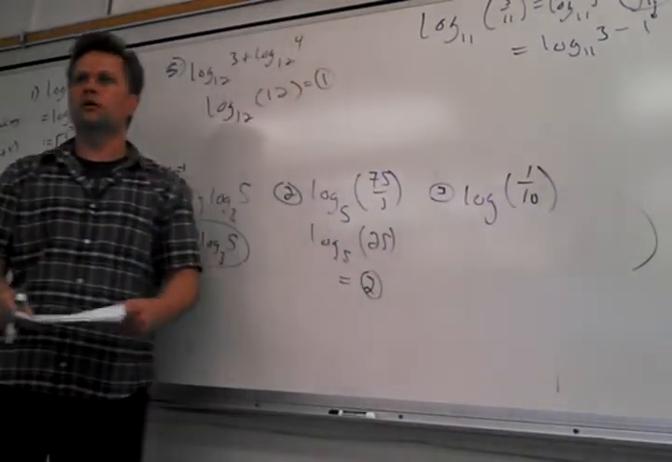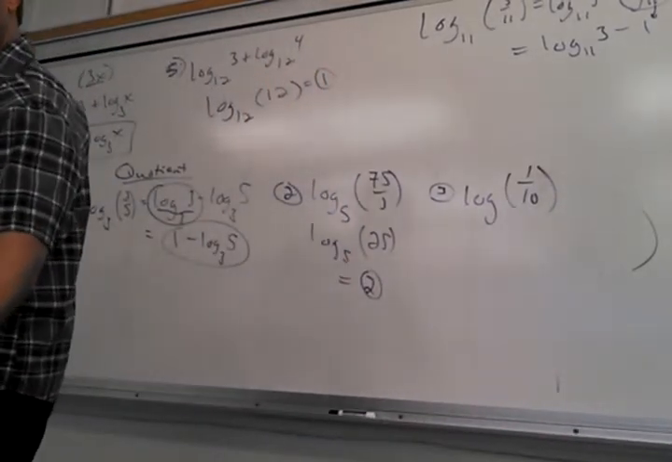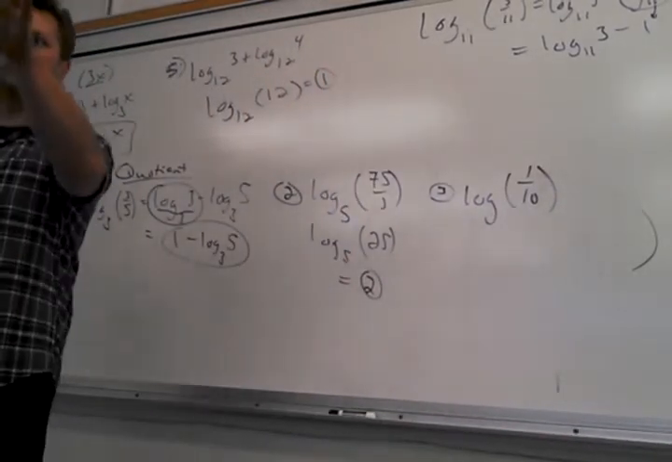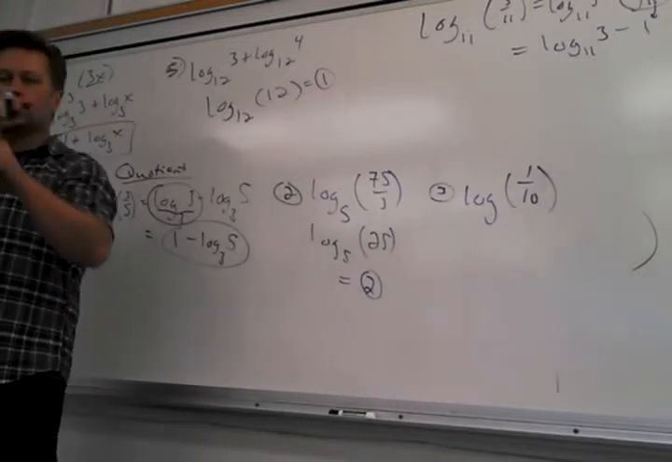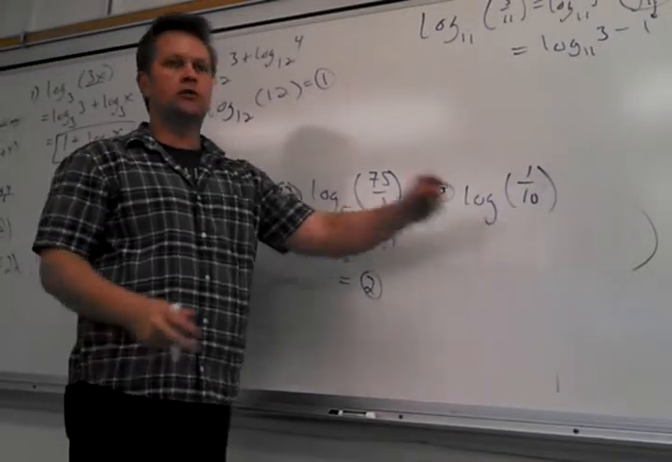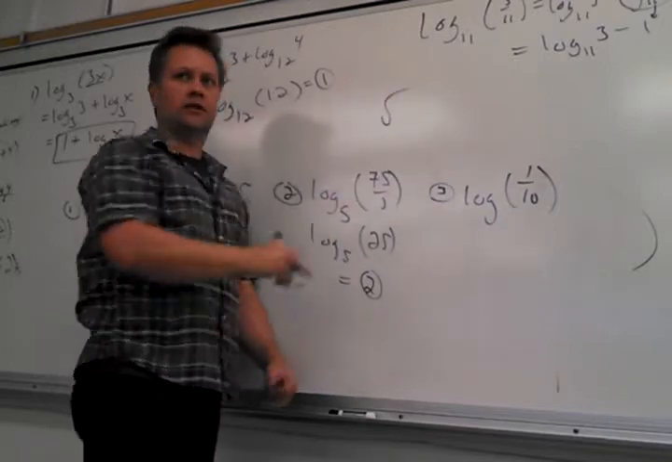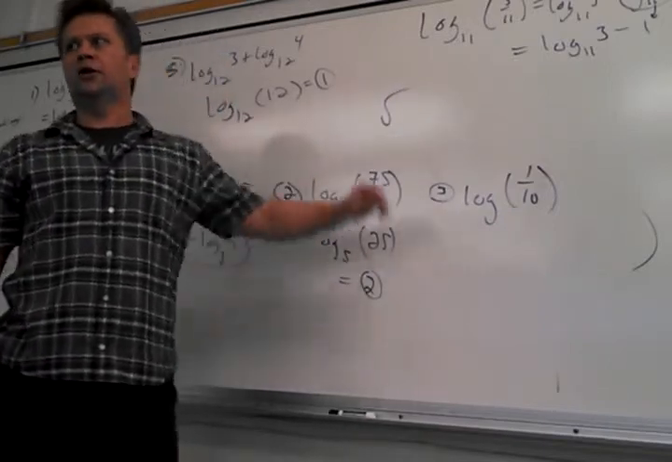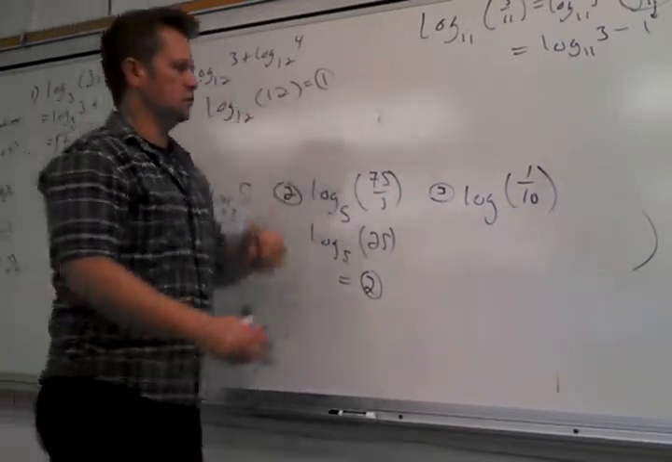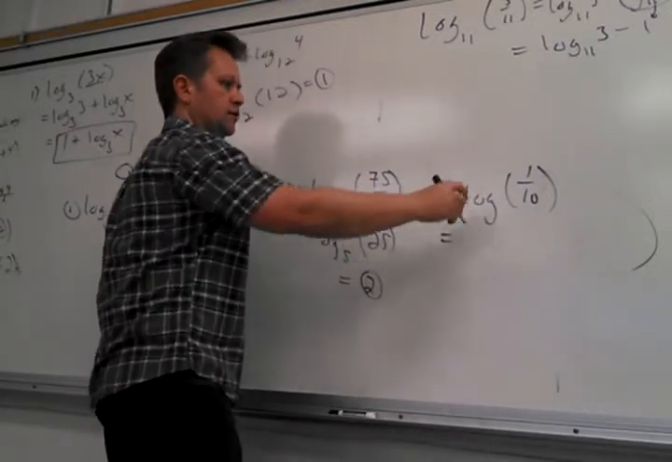All right. I don't know if you guys remember this. Is there a base on there? 10. Good. It's understood to be 10. So if there's nothing there, there really is something there. There's a 10 there. We know it. It's just invisible. So how can I rewrite this?